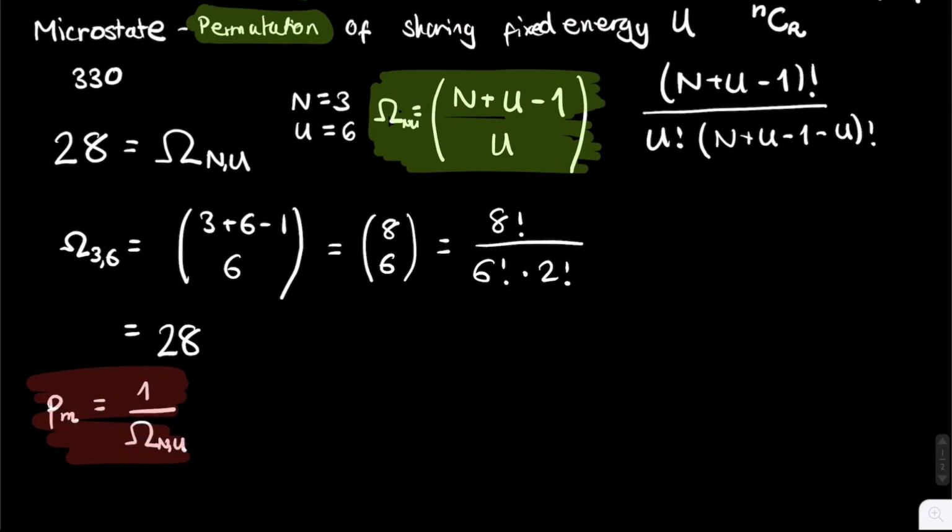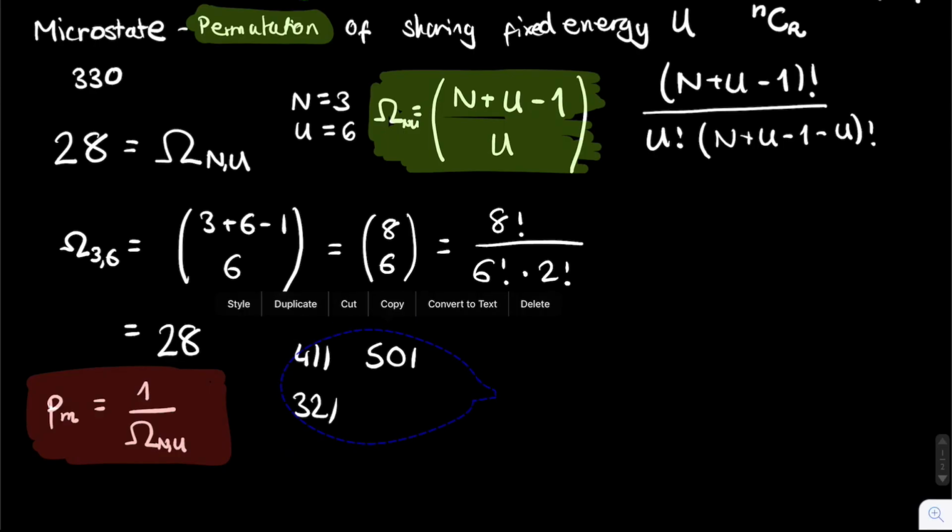There's no bias, so we can assume, for the moment at least, that the probability of a system being in a certain microstate is exactly the same for every different microstate. So 330 has exactly the same probability as the 411 microstate, or the 501 microstate, or the 321 microstate. They're all equally probable. All the 28 different microstates are equally probable.